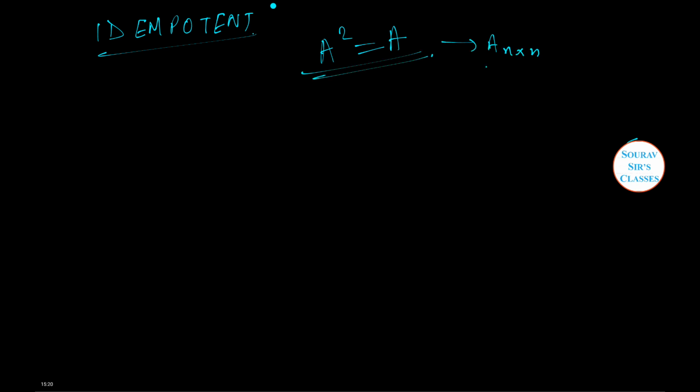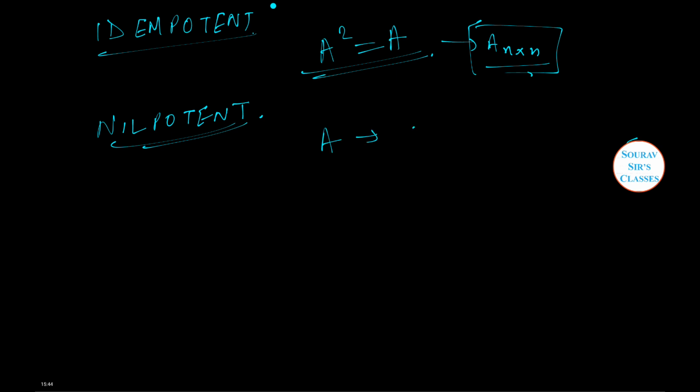Now some basic terminologies. Now idempotent matrix. A square matrix A is called an idempotent matrix if A squared gives us A. Remember, where A is a square matrix. Now what is a nilpotent matrix? A square matrix A is said to be a nilpotent matrix of order n if n is the smallest positive integer such that A to the power n is equal to the null matrix.